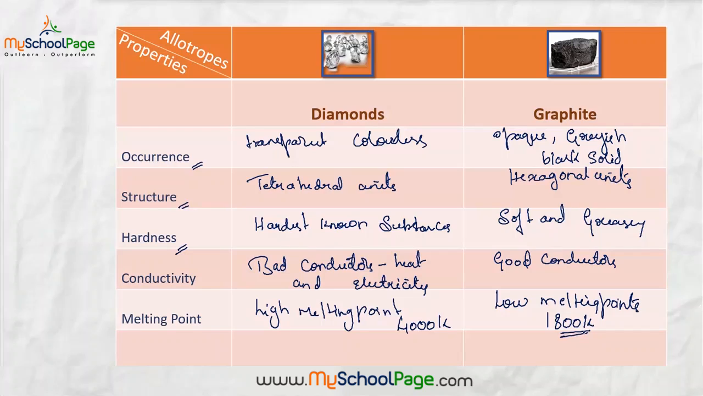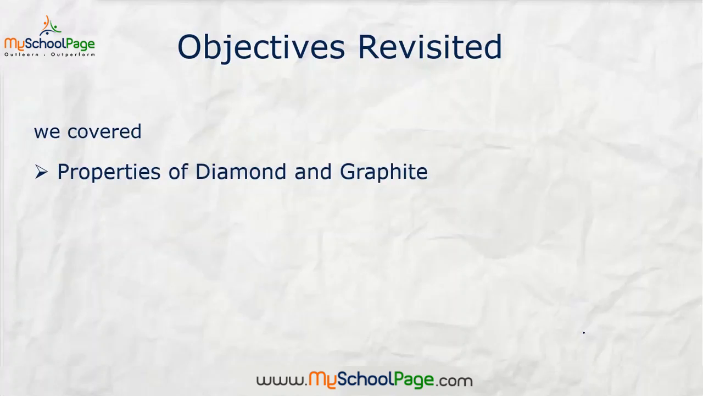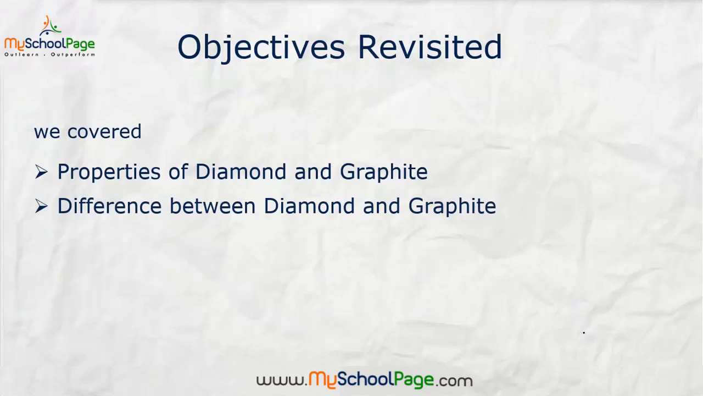Now we can see that diamond and graphite are both very different from each other, though they are made up of only carbon atoms. And the reason for this difference is their structure. In this video, we covered properties of diamond and graphite and also the differences between these two allotropic forms.